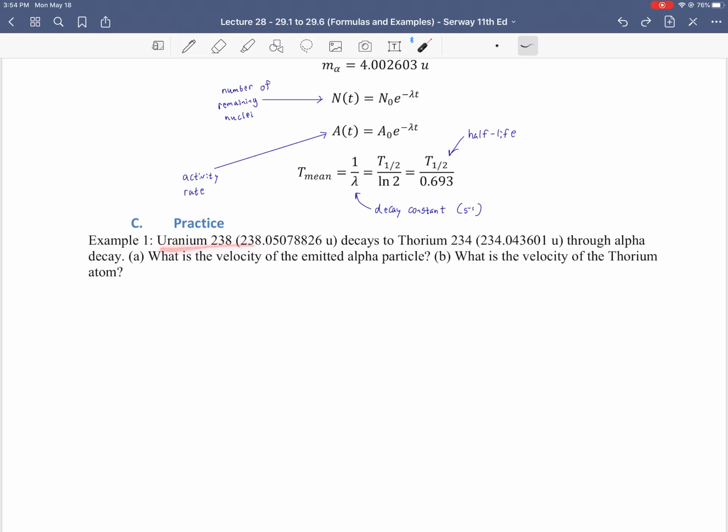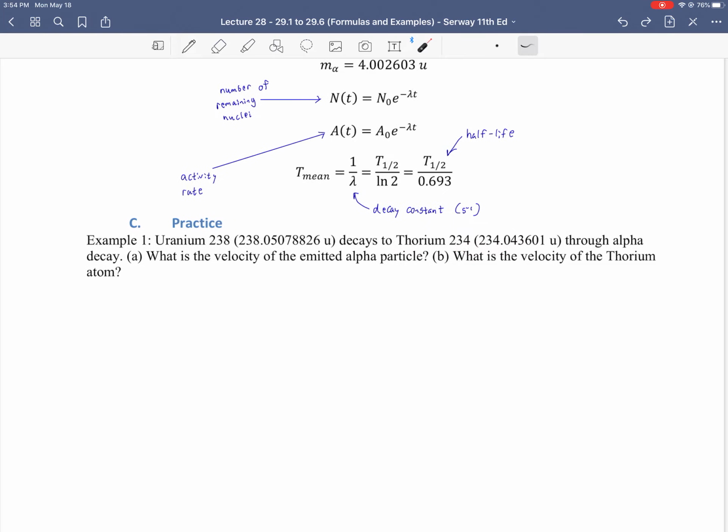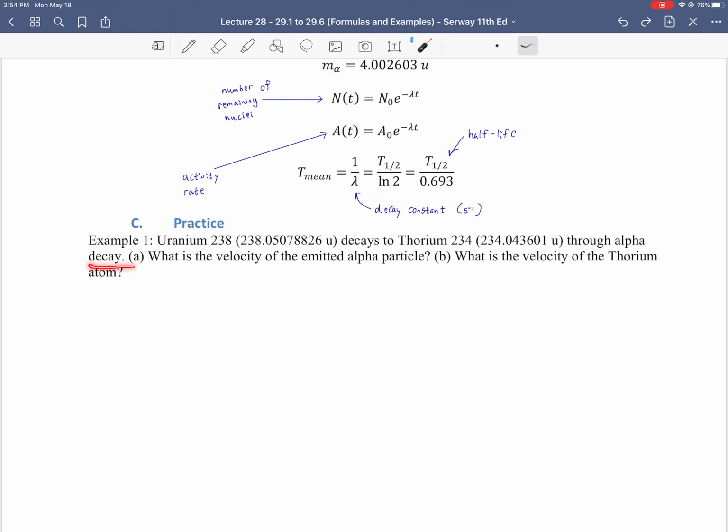So we have uranium-238, a well-known radioactive material. I give you the atomic mass of uranium-238, okay? And I will tell you right away that it decays into thorium-234, and here is the atomic mass of thorium. It's going to do that decay through alpha decay, okay?